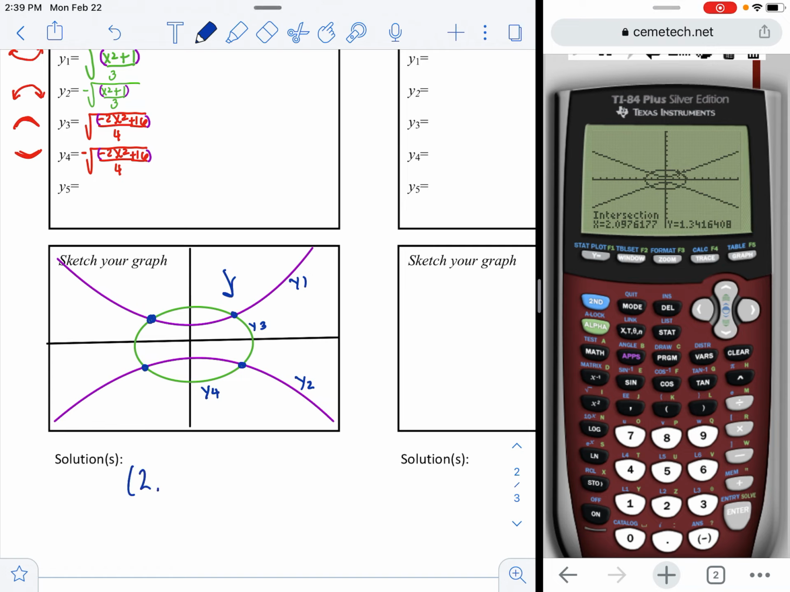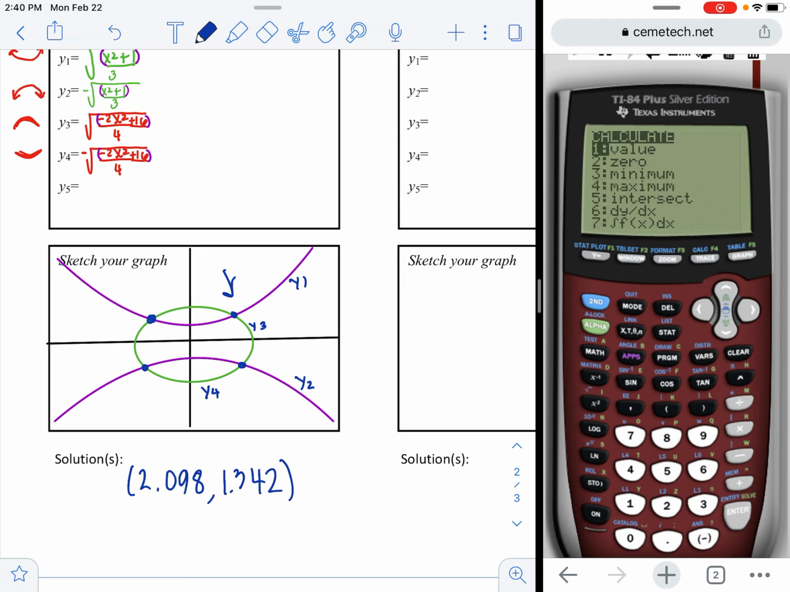Hit enter. And it tells me that that point's at 2.098, comma, 1.342.